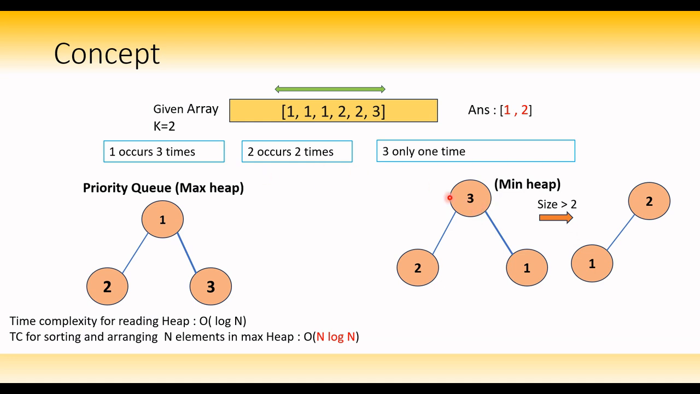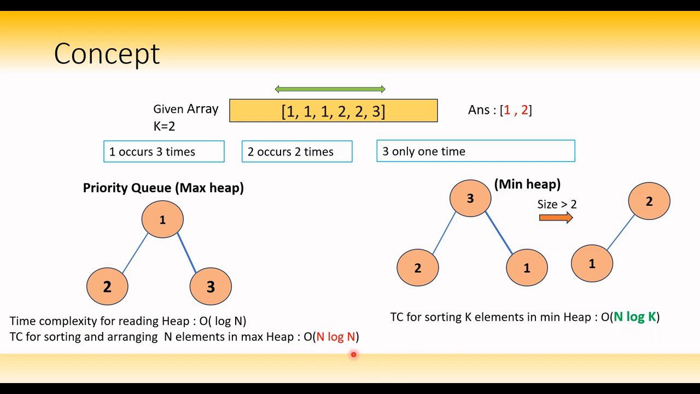In order to pop this out, there is a method called the poll method. So once we use the poll method, it will get rid of the root node with lowest frequency and we'll be left with the top two highest frequency. So this is the basic concept why min heap is more suitable to find out the top two highest frequency. And the time complexity for sorting k elements in min heap will be n log k.